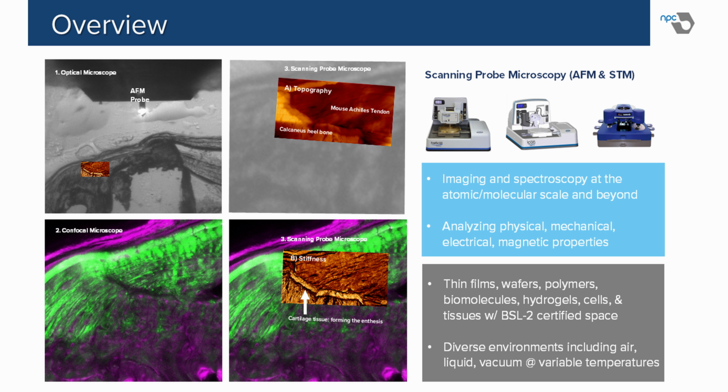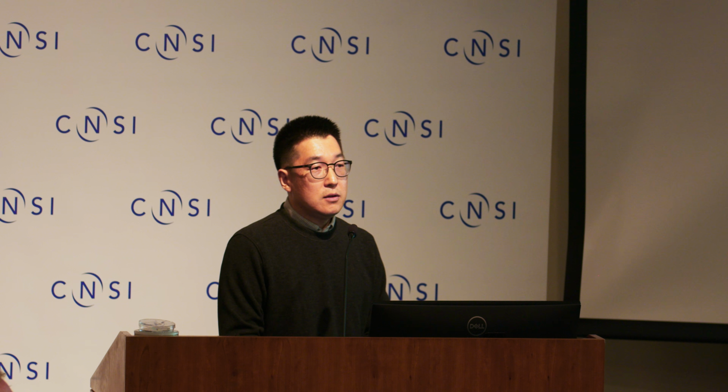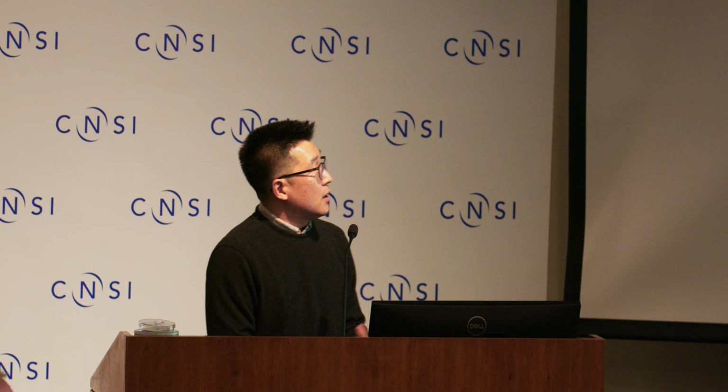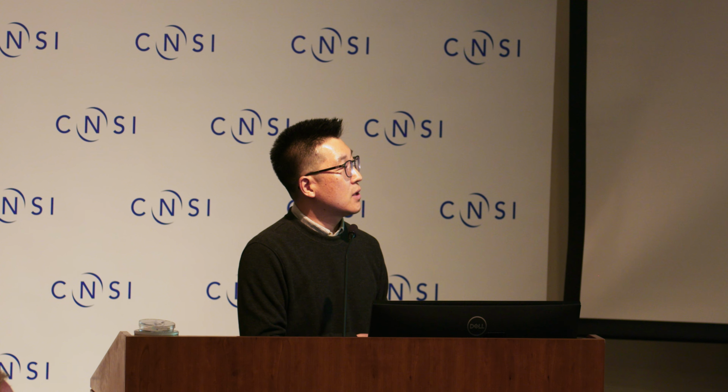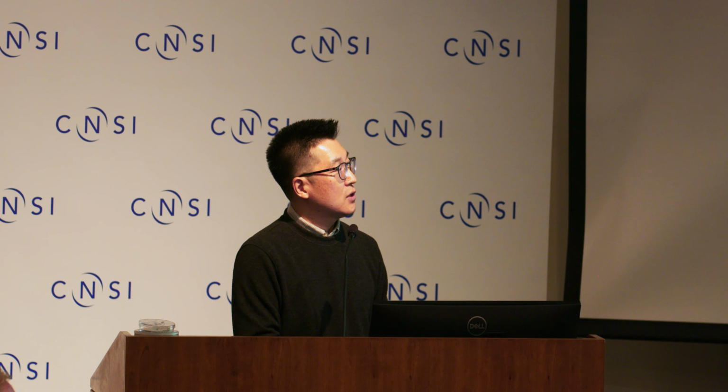The last example we want to highlight is drug delivery. So when you're working on nanocarriers for chemo or immunogenic drugs, you can use the DLS or NTA to analyze the size distribution or surface charge to optimize your experimental conditions or parameters to enhance the bioavailability or the stability of your nanocarriers. Not only that, you can also use the ICP-OES or MS to track the drug release profile over time in different media. Also, you can analyze different types of tissue to understand how the drug is spread in the body, especially at the tumor site.